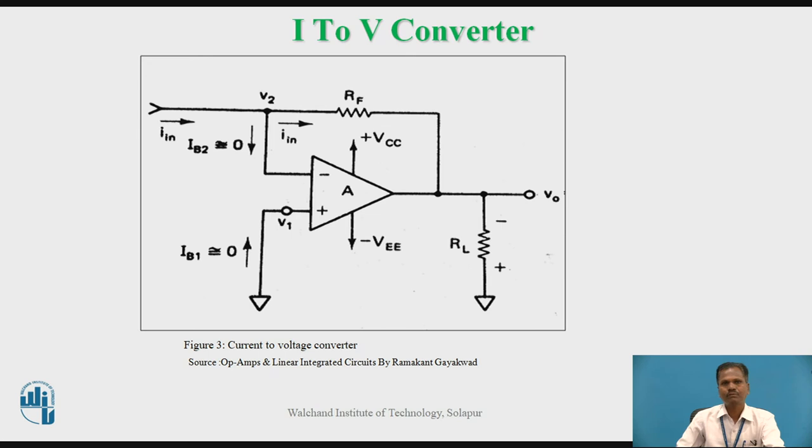The operational amplifier is biased with a dual DC power supply, plus VCC and minus VEE, and load resistor RL is connected at the output. So the proportional voltage corresponding to the input current will appear across the load resistor RL, so that is across RF. The non-inverting input, plus input, is connected to ground, so voltage V1 is 0, so therefore voltage V2 is also 0 because the differential input voltage tends to zero as the basic gain of the op-amp tends to infinity.